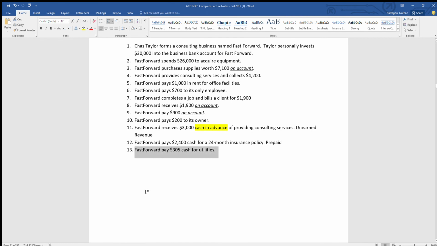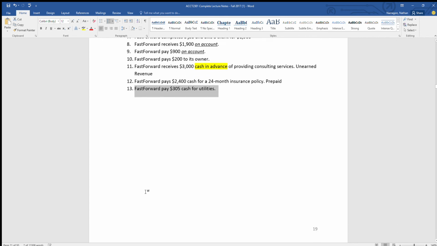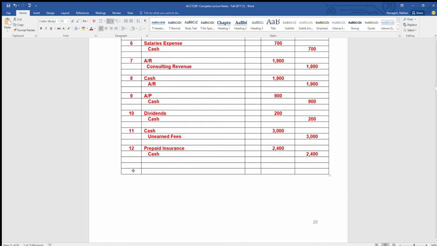Last one is fast forward pays $305 in cash for utilities. So we're paying cash for utilities. So again, that's an expense. So utilities expense gets the $305, cash gets the $305.